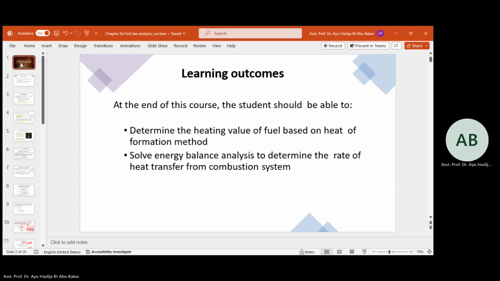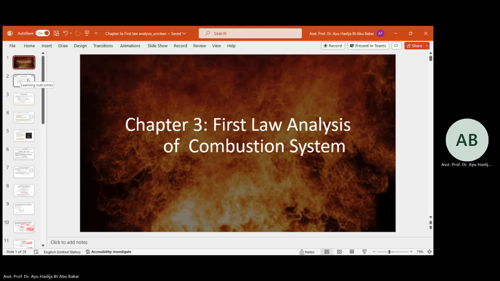Okay. Now, chapter 3 is about the heat of combustion. From the combustion process, how much heat is generated and what type of heat is generated.